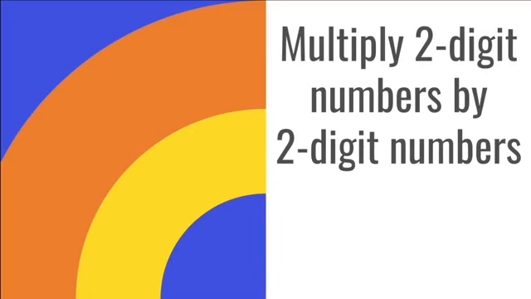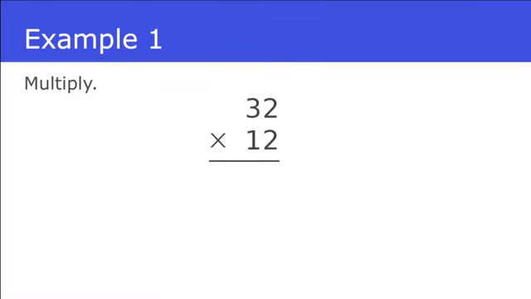In this video, we will learn how to multiply two-digit numbers by two-digit numbers. Let's look at some examples together. Let's start with this example, 32 times 12.